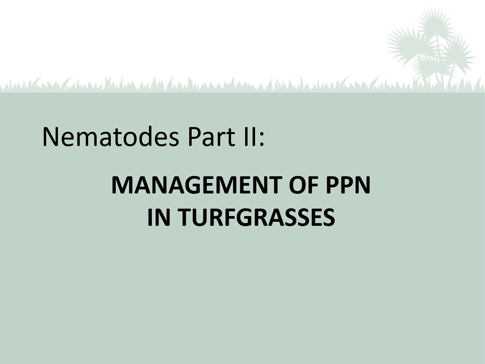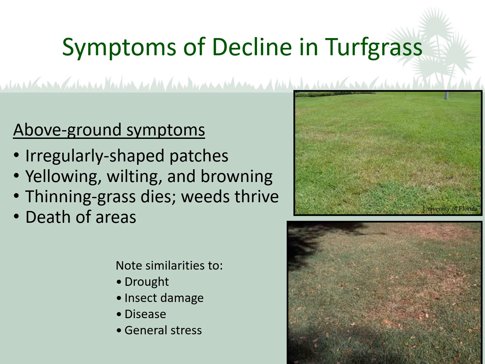Well, now that you've completed Activity 1, we can move on to Nematodes Part 2, the management of PPN in turf grass. Here we're looking at symptoms of decline in turf grass, the above ground symptoms. You'll see irregularly shaped patches, like what we see here. There'll be yellowing, wilting, and browning. Grass dies or thins, and weeds thrive. And you'll get dead areas, as seen here. But be careful, because this is very similar to drought damage, insect damage, disease, or just general stress.